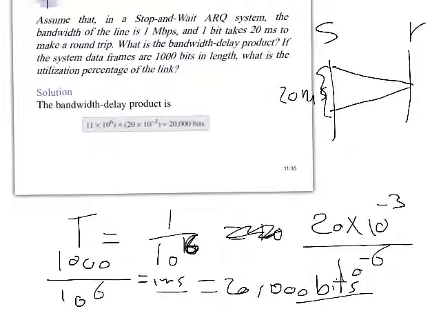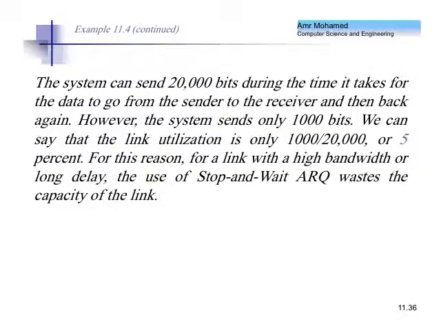Right? So instead of spending the whole time transmitting, what I actually did is that I sent only one frame, which is 1,000 bits, which took 1 millisecond, and I waited for 19 milliseconds for the acknowledgement. I'm not doing anything, waiting for the acknowledgement. So the utilization of the channel is 1/20, which is defined here as 5%. So that's another way of calculating the exact same thing.